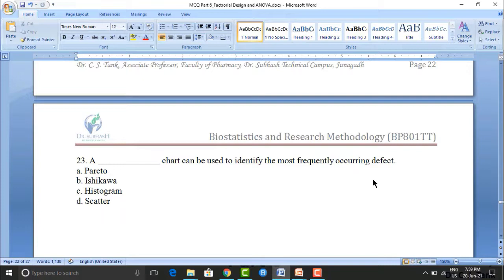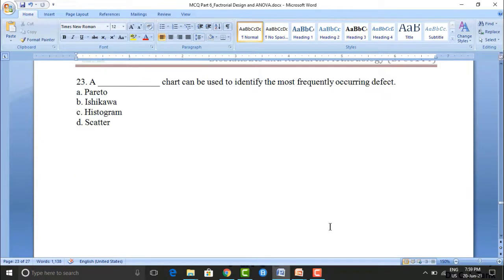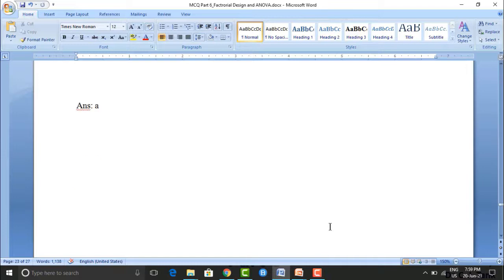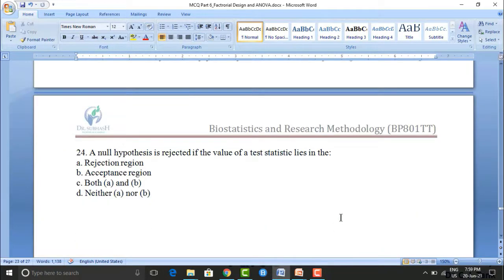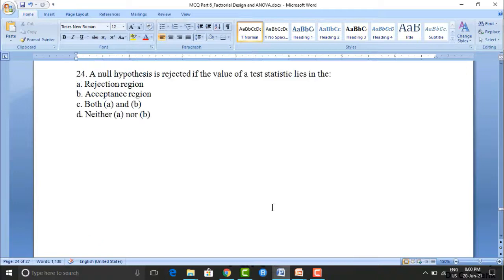Next question. A blank chart can be used to identify the most frequently occurring defect. Option A, Pareto. Option B, Ishikawa. Option C, histogram. And option D, scatter. The correct answer for this question is A, Pareto. The next question. A null hypothesis is rejected if the value of a test statistic lies in the option A, rejection region, option B, acceptance region, option C, both A and B, and option D, neither A nor B. The correct answer for this question is option A, that means rejection region.